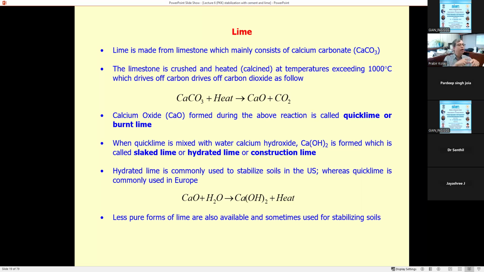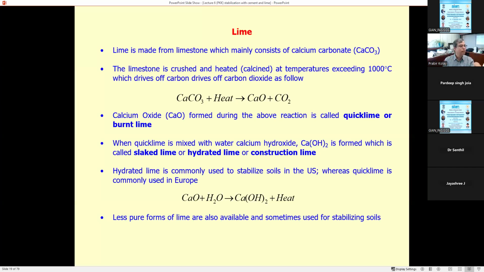Slaked lime: you add water and it forms calcium hydroxide, called slaked lime or hydrated lime, or sometimes construction lime. In the US, most of the time people use quicklime. It depends. Sometimes people use hydrated lime. Both have advantages and disadvantages. Hydrated lime is commonly used to stabilize soil in the US, whereas quicklime is commonly used in Europe. Again, it depends, but I know over here in Southern Illinois, people use quicklime also.